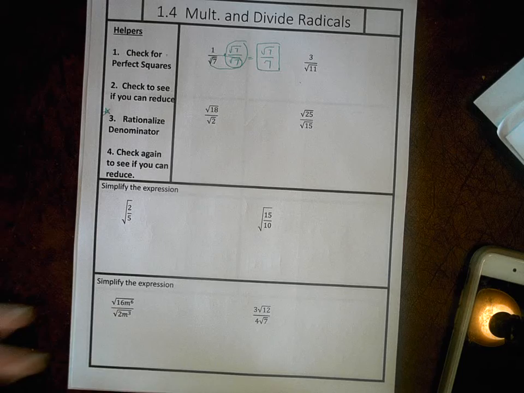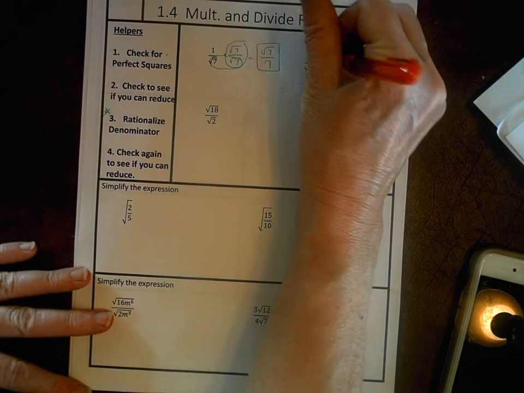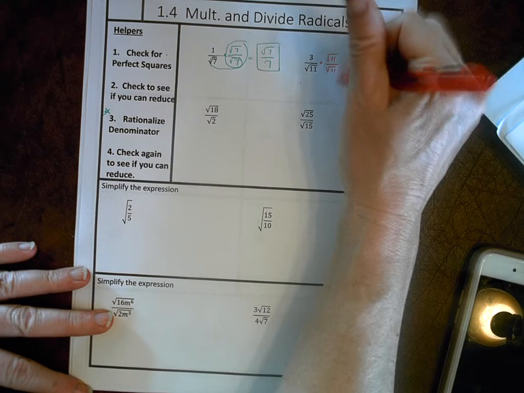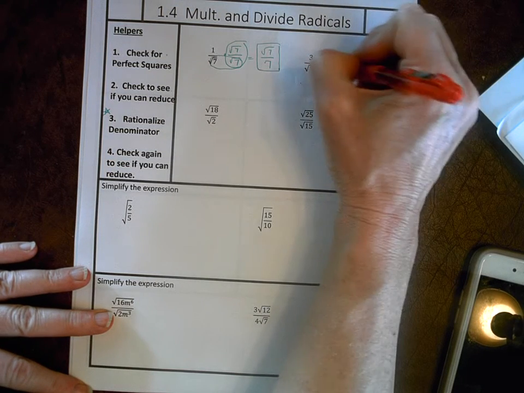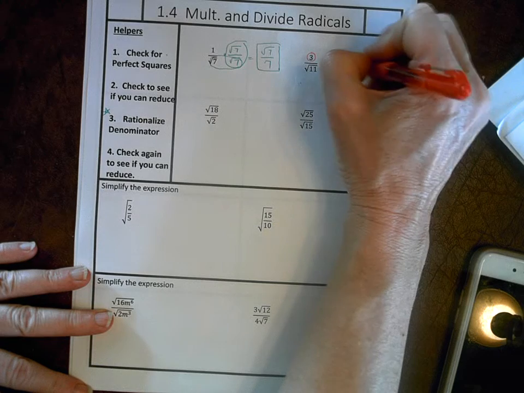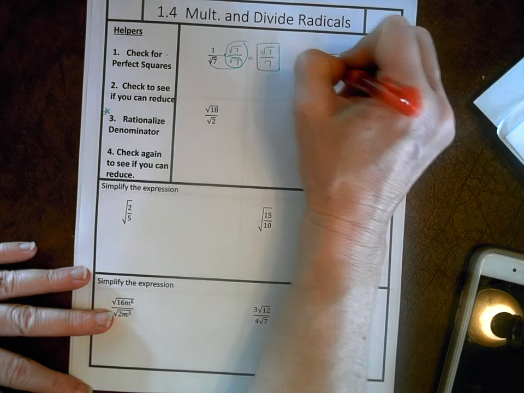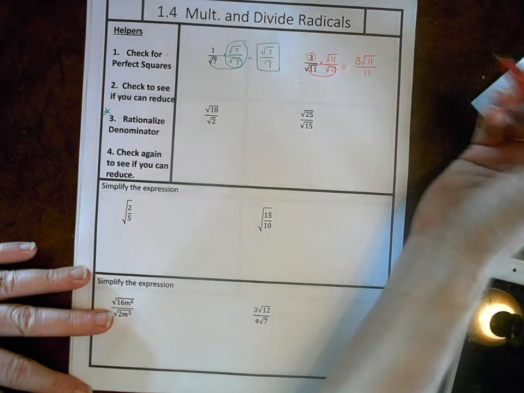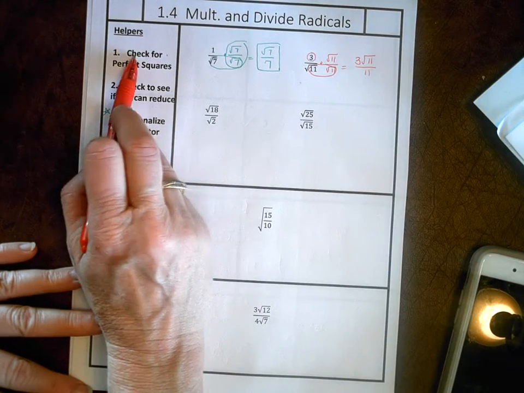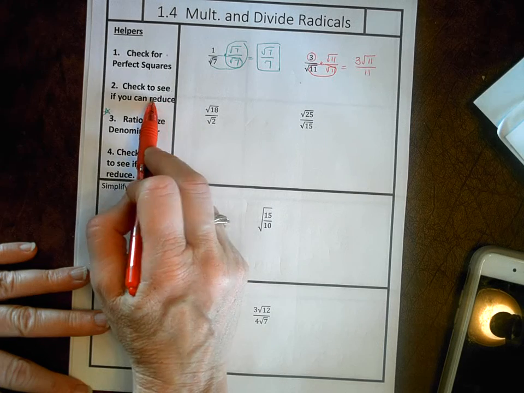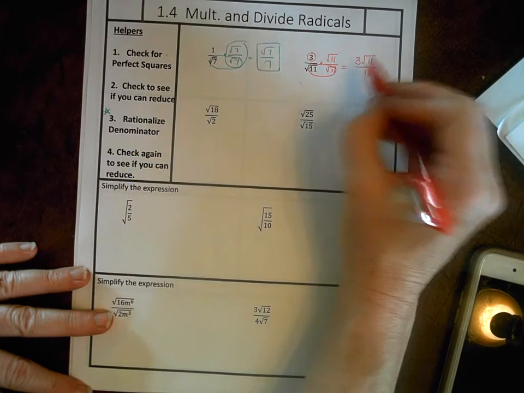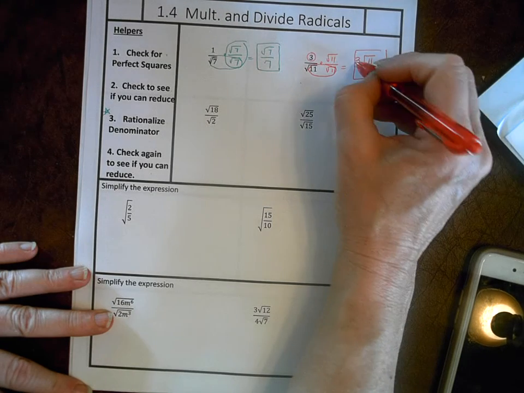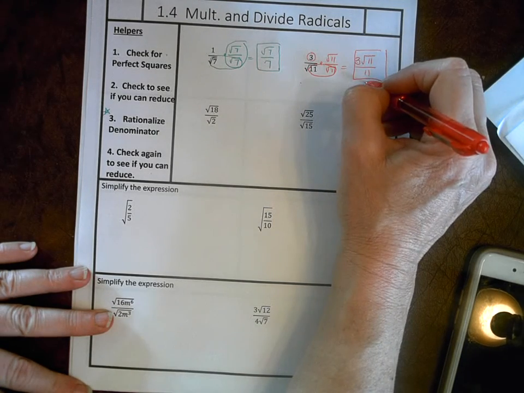Same thing on the next one. There's a bottom root of 11, so we're going to multiply the top and bottom by root 11 over root 11, which is 1. Again, this number's outside, so it doesn't multiply by that 11. These 11s match. The square root is going to be just 11. Now we looked for perfect squares, there weren't any. We looked for reducing, there wasn't any. We rationalized. Now we check if we can reduce. 3 and 11 don't reduce. You can only reduce numbers on the outside, not inside the radical. And so you're done.